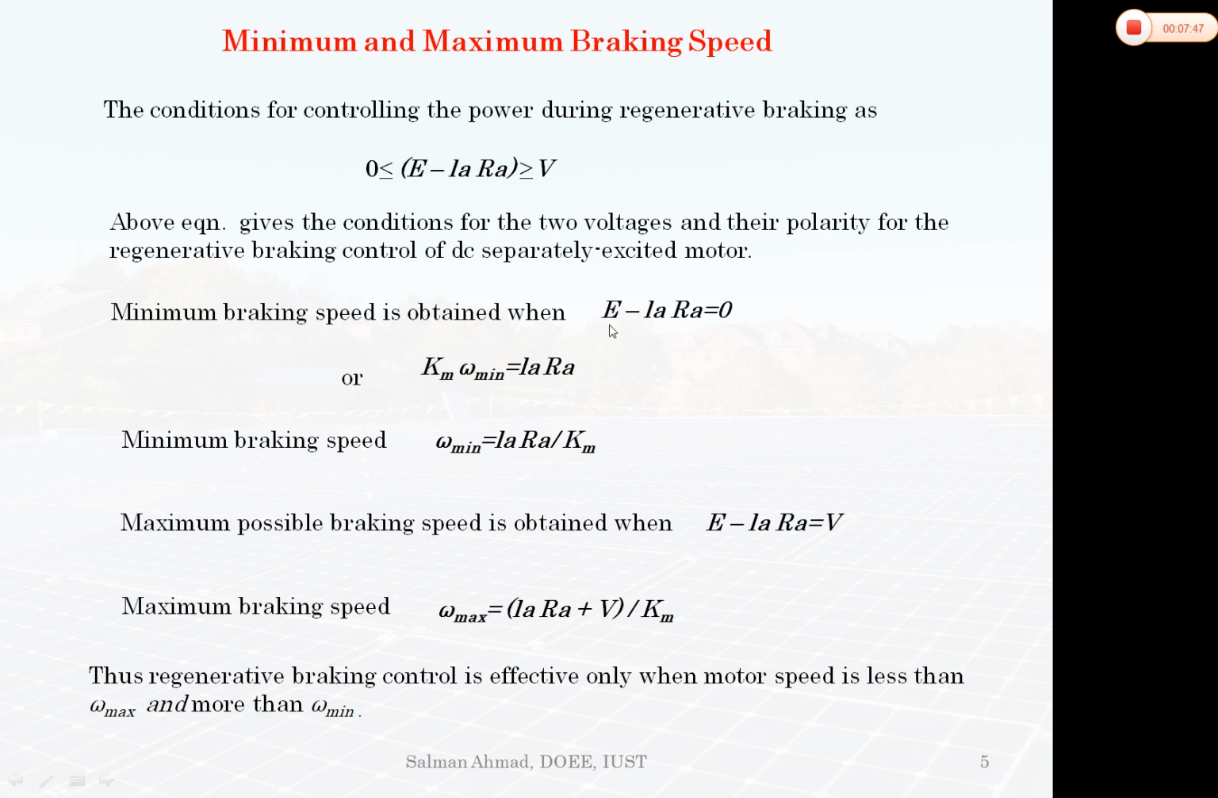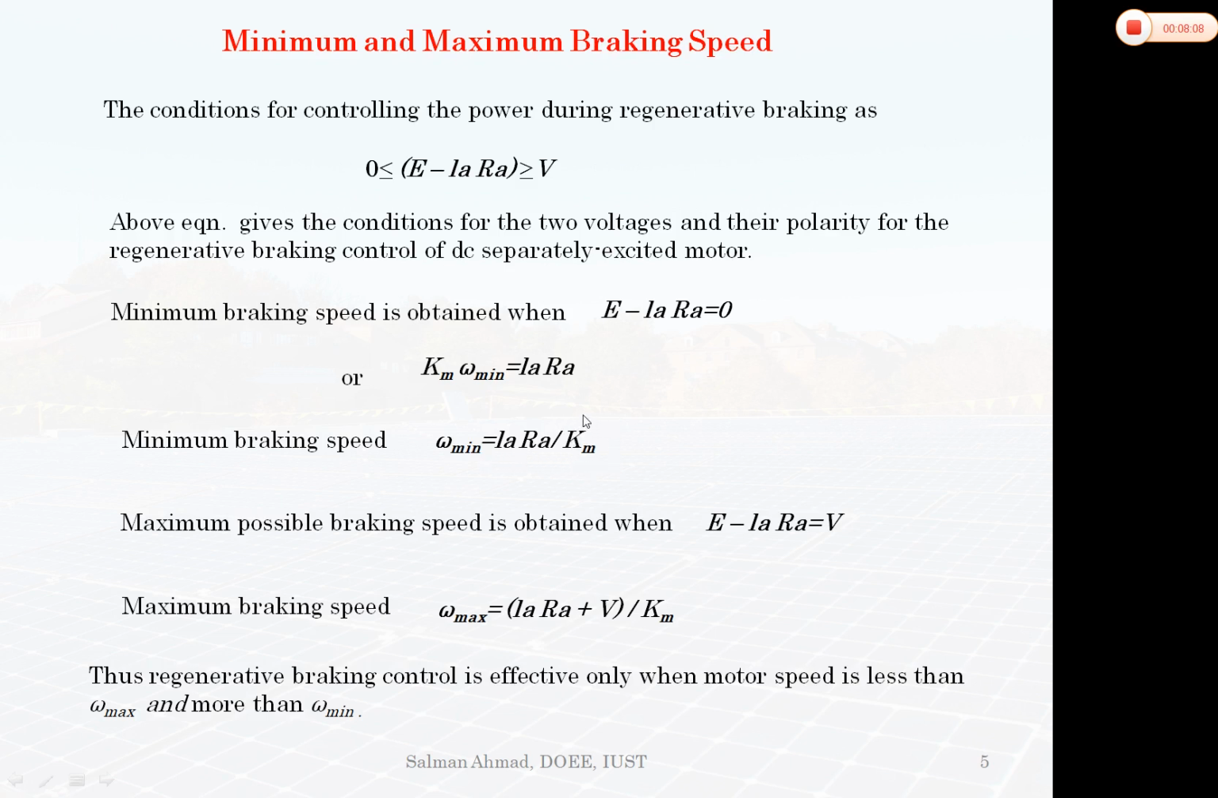So back EMF, again this is a separately excited motor, so flux is constant, so back EMF will be proportional to the speed. So proportionality constant, if we take Km, and omega minimum we can calculate is equal to IaRa. So omega minimum will be equal to IaRa upon constant Km.